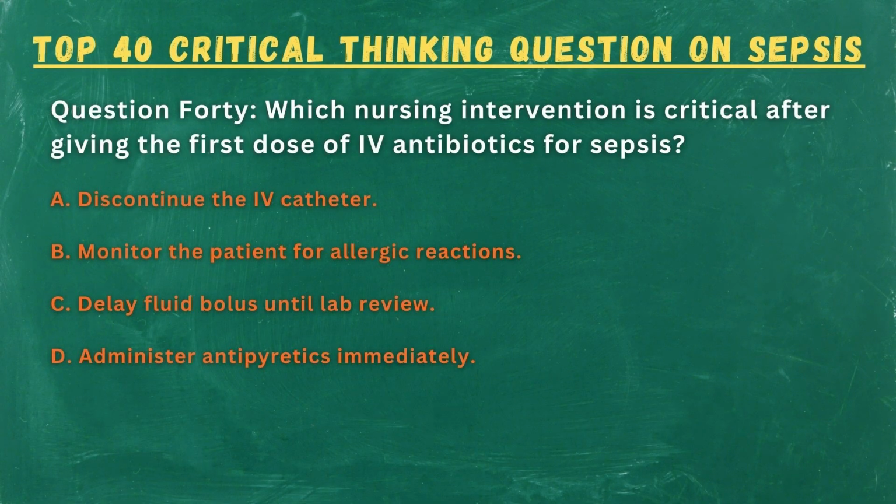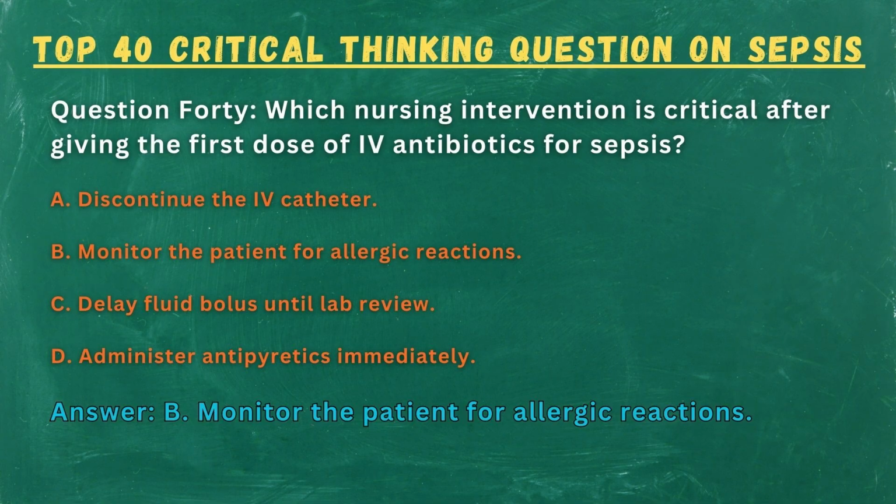Question 40. Which nursing intervention is critical after giving the first dose of IV antibiotics for sepsis? A. Discontinue the IV catheter. B. Monitor the patient for allergic reactions. C. Delay fluid bolus until lab review. D. Administer antipyretics immediately. Answer: B. Monitor the patient for allergic reactions.